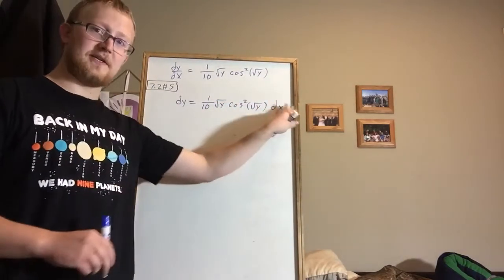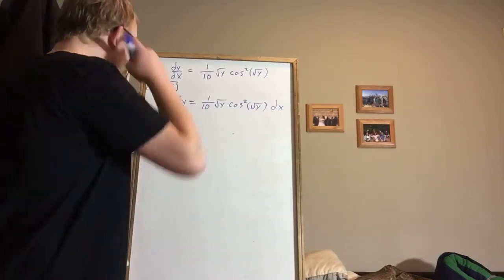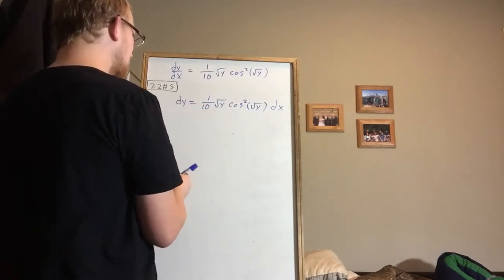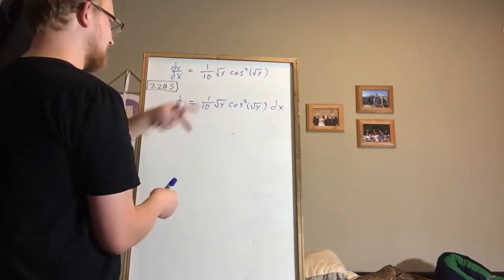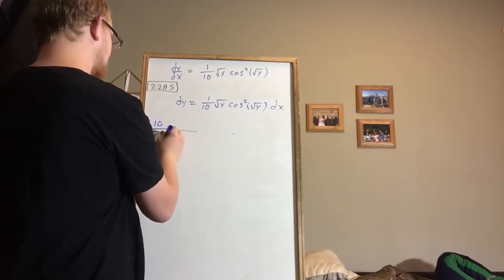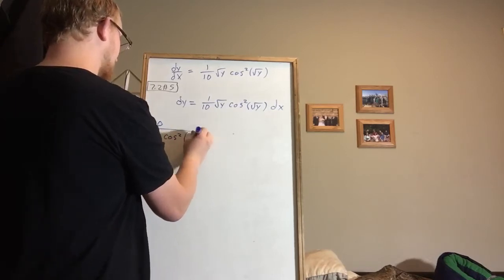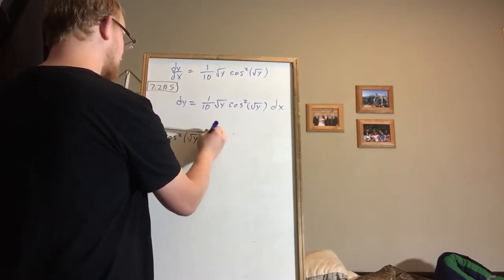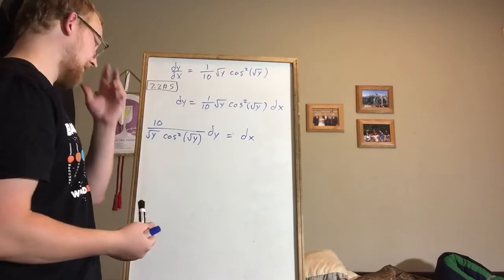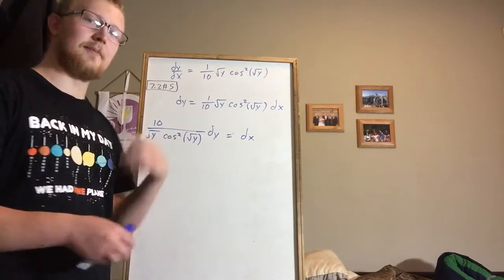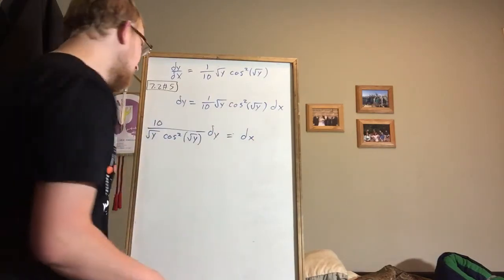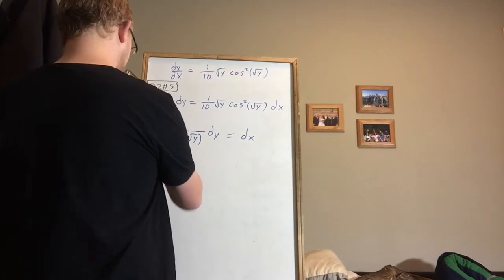Well, we got all these y's on the dx side, so we need to bring them back over. So we can divide both sides by this expression, which will, in fact, just reverse everything. So in other words, now it's going to be 10 over square root y cosine squared of square root y dy equals dx. And now that we're at this point, we've got our y's on the dy side, our x's on the dx side. So now we can throw up our integration bars.